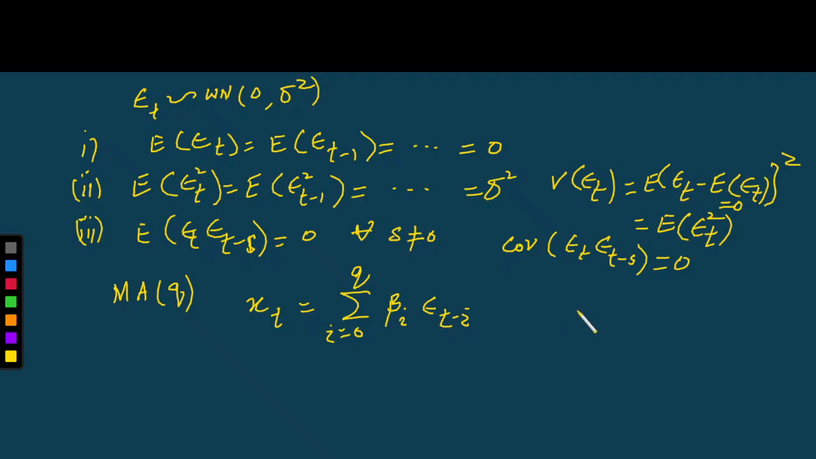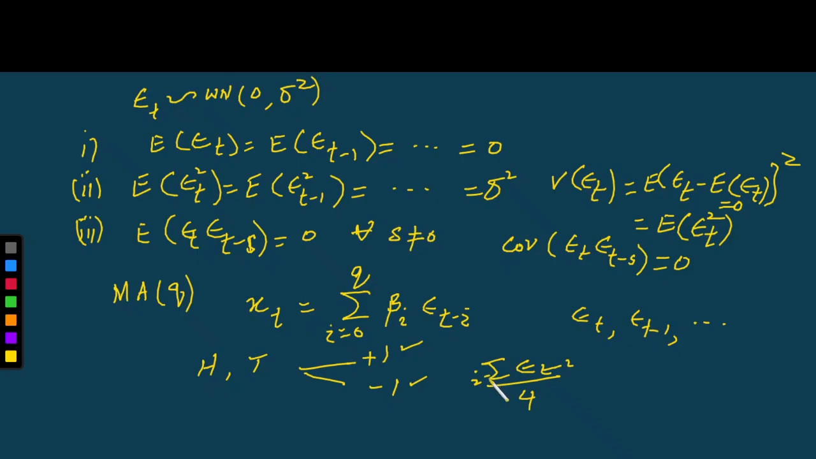Basically, you have a weighted average because you have epsilon t minus 1, and you are assigning it a weight equal to beta 1. For example, if we toss a coin, there will be head or tail. You get plus $1 for head, or minus $1 for tail. So what will be the average value of the last four outcomes? That will be equal to the sum of your gains divided by 4. So it means each epsilon is given a weight equal to 1 by 4. So these are the betas.